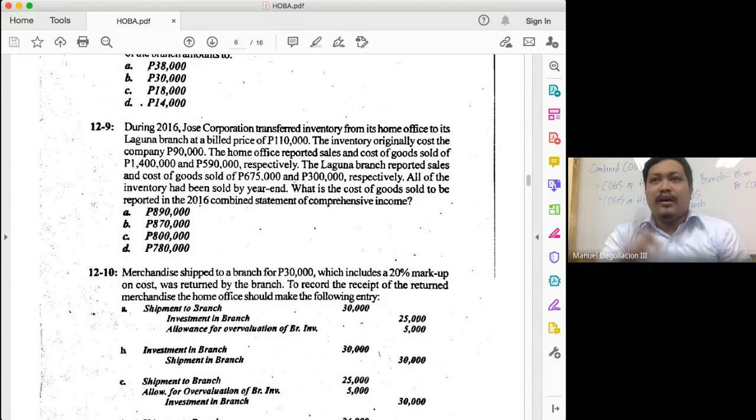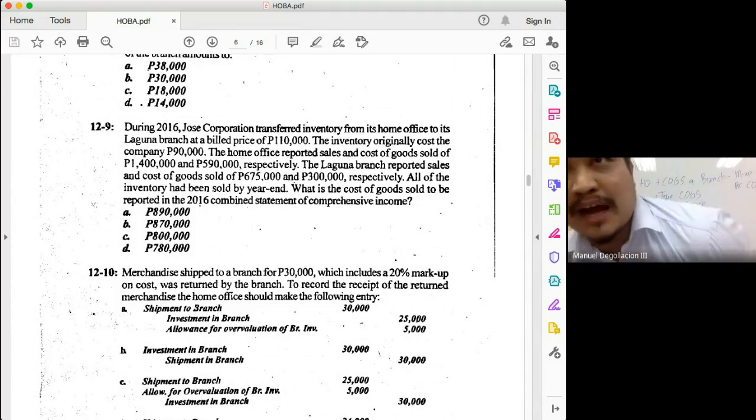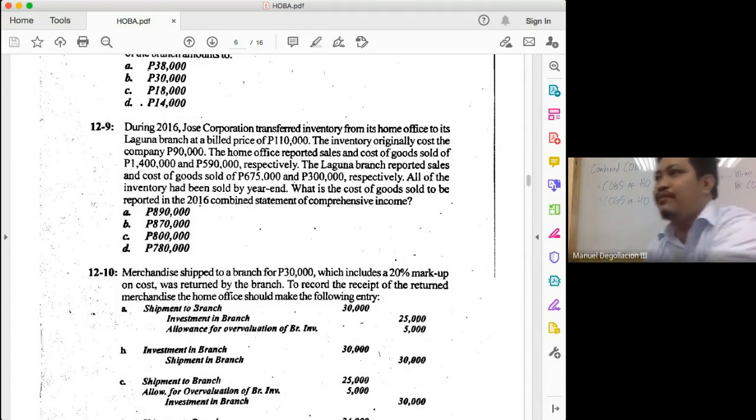Okay. Again, how do we solve for combined cost of goods sold? Cost of goods sold of the home office plus the true cost of goods sold of the branch. How do we arrive at the true cost of goods sold of the branch? The true cost of goods sold of the branch is equal to the cost of goods sold reported by the branch minus the markup on the branch cost of goods sold.